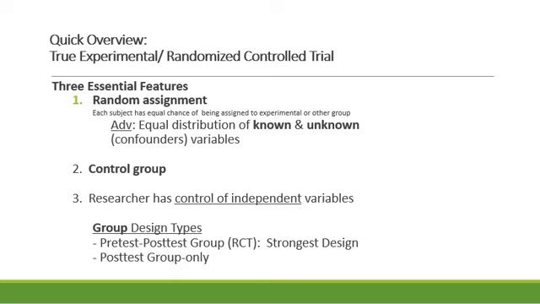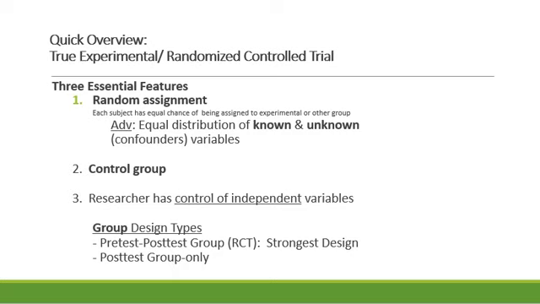Three essential features. There is the random assignment. Each subject has a chance of being assigned to the experimental or to the control group. The advantage is the equal distribution of known and unknown variables. Of course, there is the control group. Sometimes the control group is a true placebo. Sometimes it is the current standard of practice because it could be unethical to give no treatment. Third, the researcher has control of independent variables. The independent variable, again, being the variable that you manipulate or control.